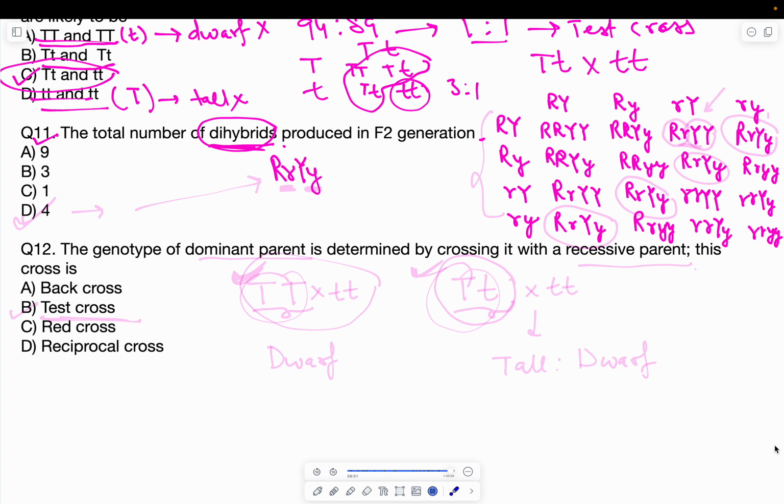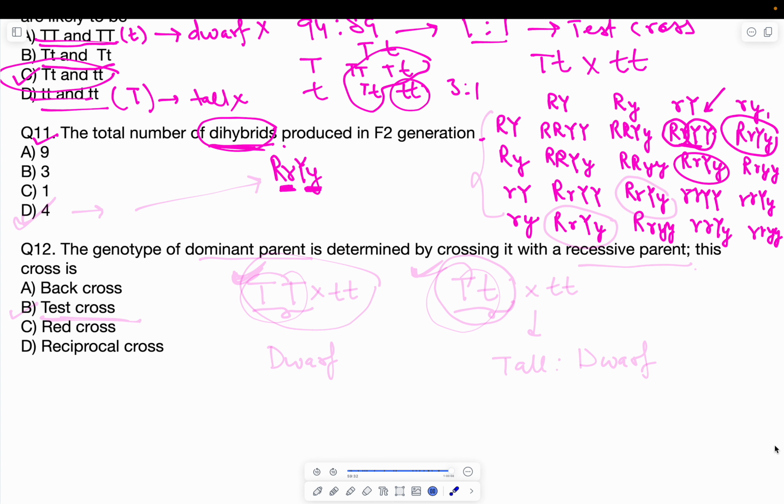The genotype should be like this. It should be heterozygous for this pair of alleles as well as heterozygous for this pair of alleles. So I can see this is one dihybrid. This is not a dihybrid. It is hybrid for only one pair of alleles, right? If you look at the second pair of alleles, they are homozygous dominant. It's not hybrid. So this is one dihybrid. This is the second dihybrid.